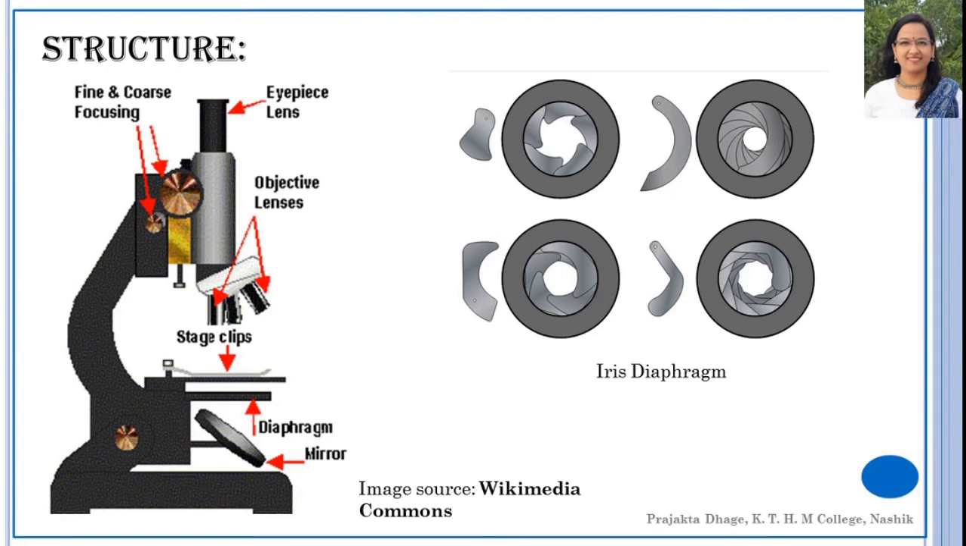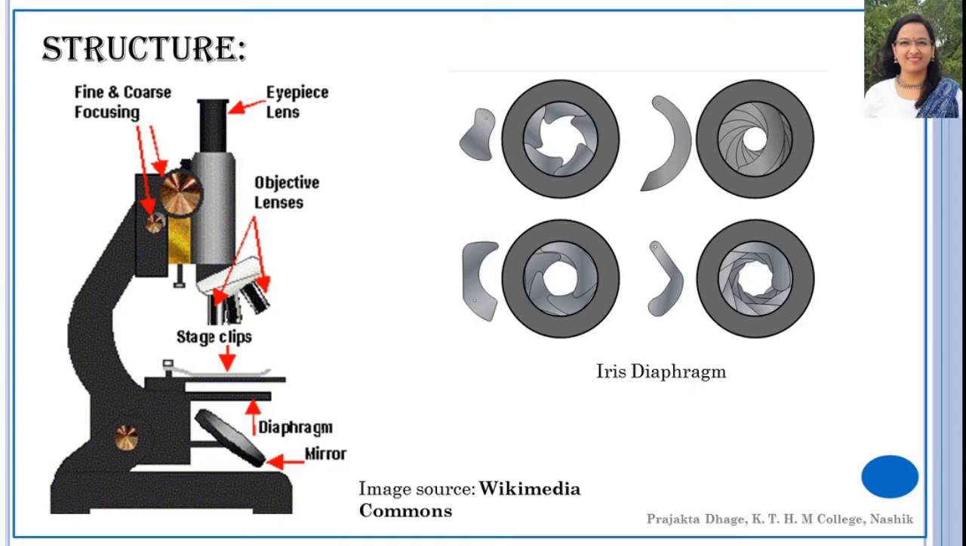Suppose that you are observing a mitosis or a meiosis slide where there are a large number of cells and you want to point out a specific cell, then you can use this pointer to point out that particular stage or that particular cell which is showing a fixed stage in mitosis or meiosis.